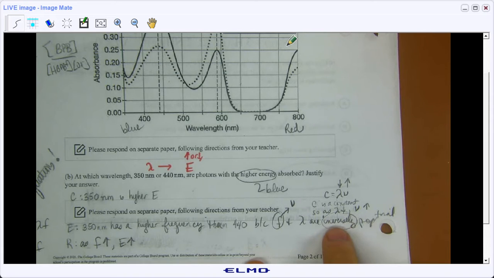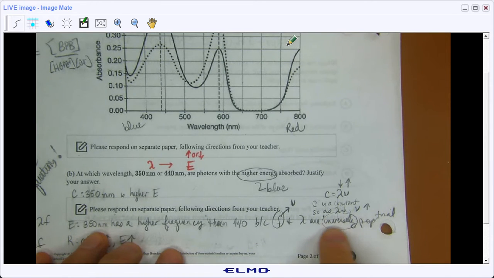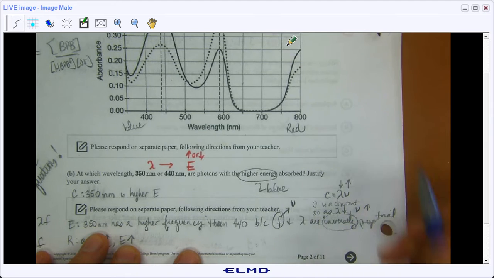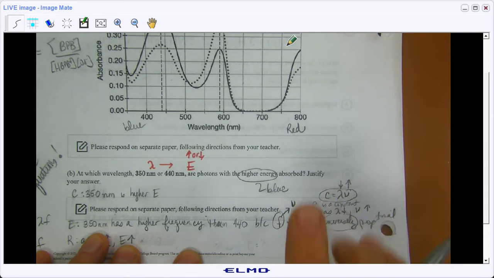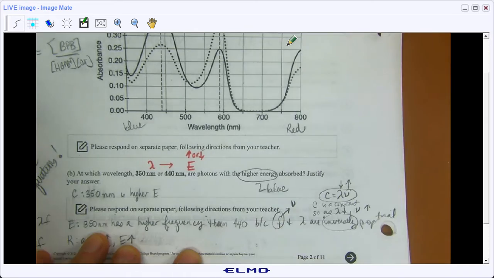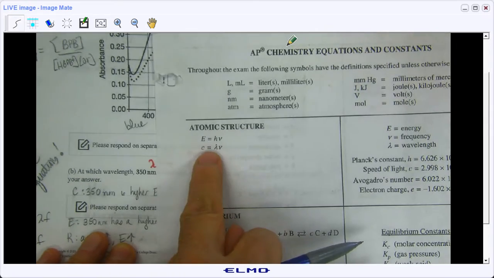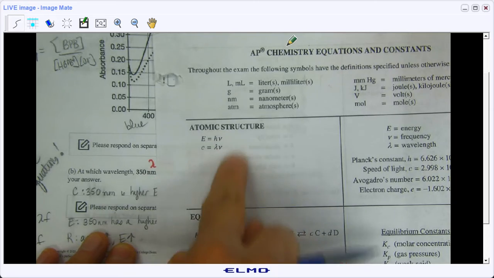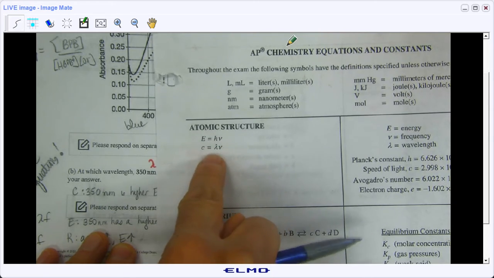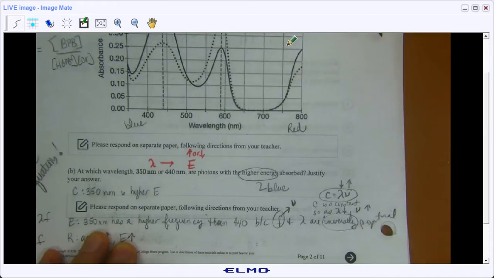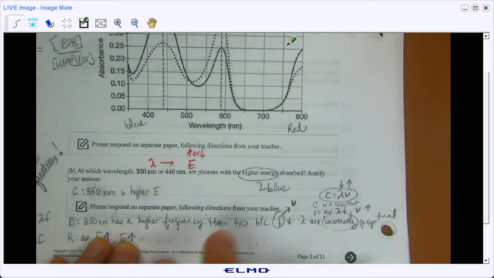So I made a claim within my evidence that frequency and wavelength are inversely proportional, but I'm backing that up with an equation that they give. So here's just the tip: if they spend ink and energy giving you an equation, use it. And here's where they want you to use it. So we can use another equation.